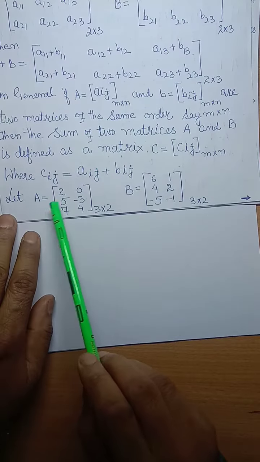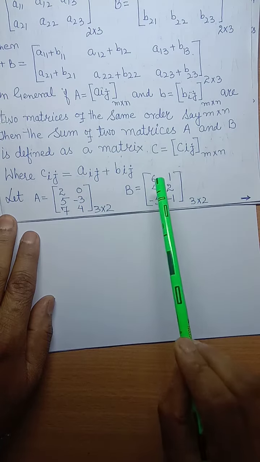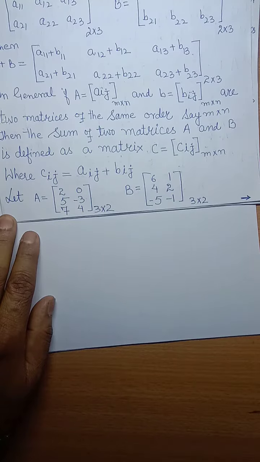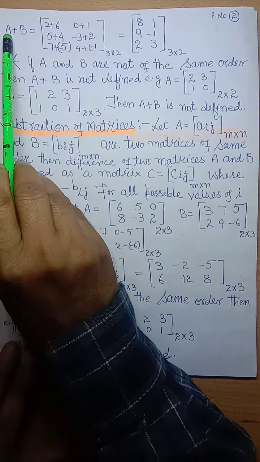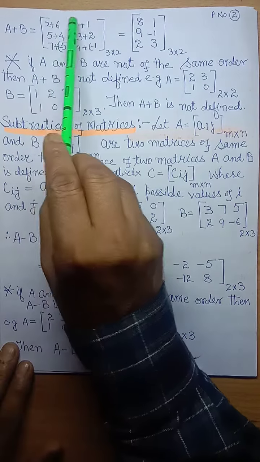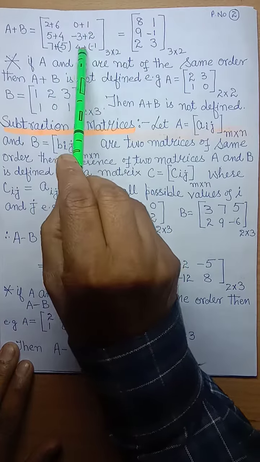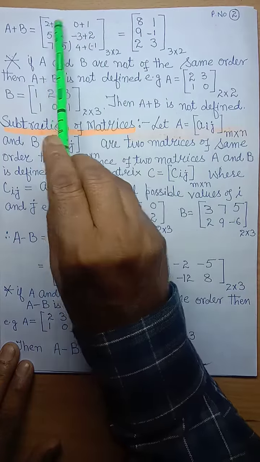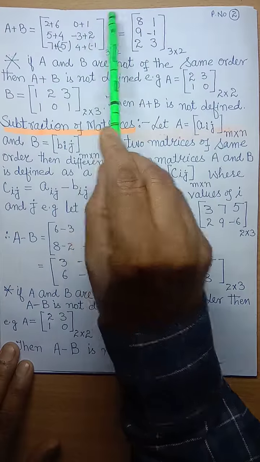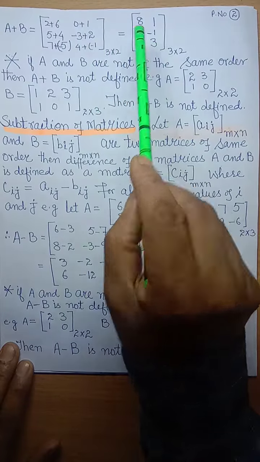Let A is equal to 2, 0, 5, minus 3, 7, 4, 3 cross 2. B is equal to 6, 1, 4, 2, minus 5, minus 1. Then A plus B is equal to 2 plus 6, 0 plus 1, 5 plus 4, minus 3 plus 2, 7 plus minus 5, 4 plus minus 1, equal to 8, 1, 9, minus 1, 2, 3.